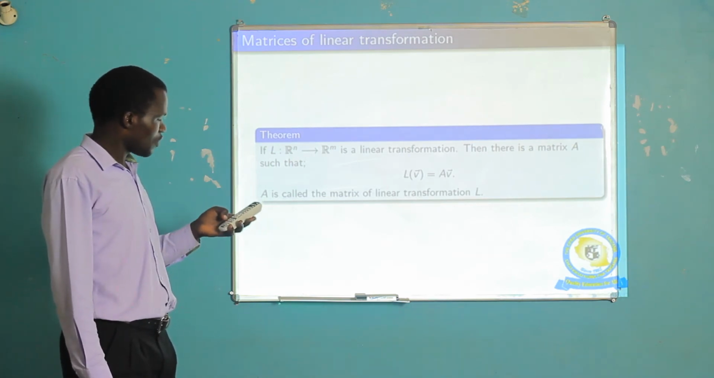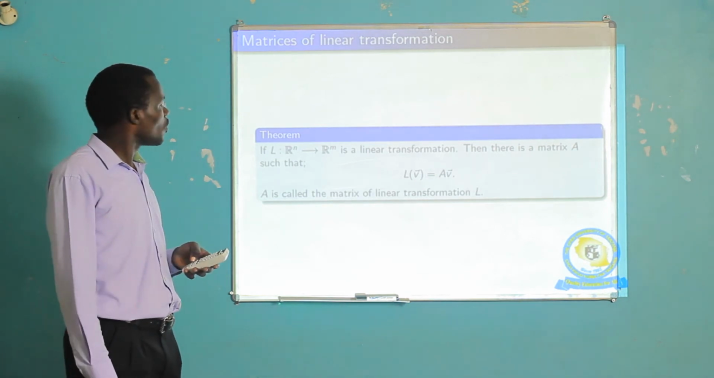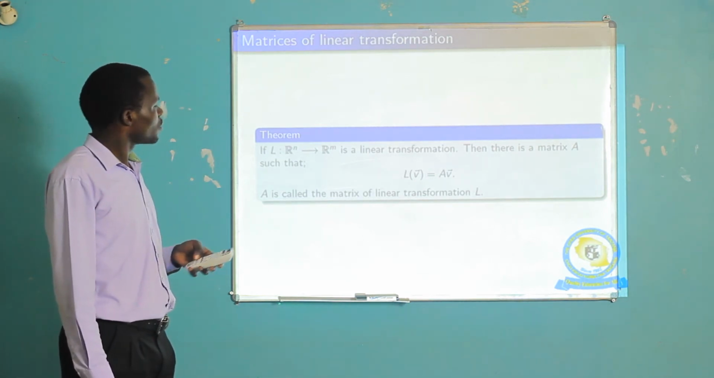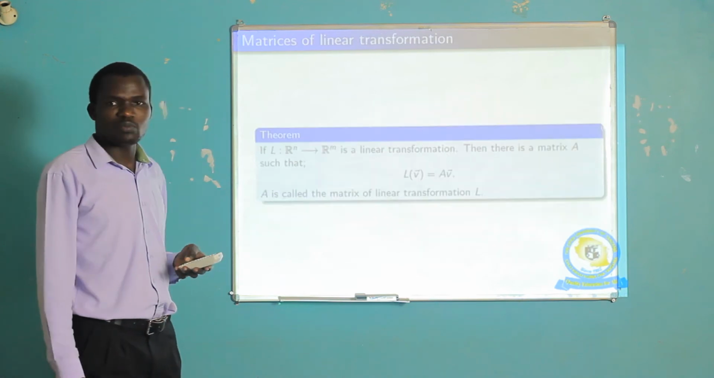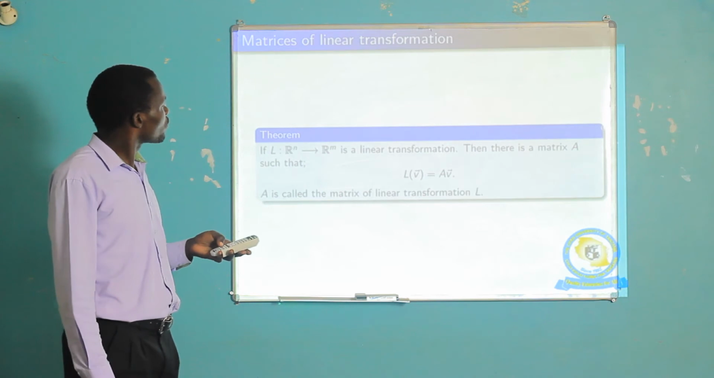We don't have enough time to prove this one. I give you an exercise to go and prove this one. And also it has been proved in the given notes on the Moodle platform.